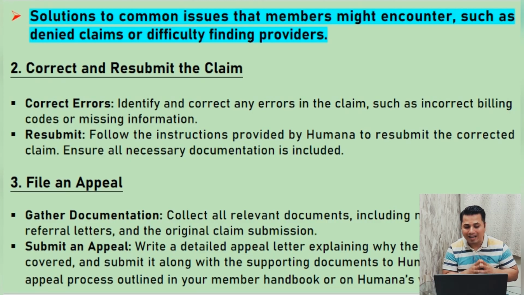Number three, file an appeal. Gather documentation. Collect all relevant documents, including medical records, referral letters, and the original claim submission. Submit an appeal. Write a detailed appeal letter explaining why the claim should be covered and submit it along with the supporting documents to Humana. Follow the appeal process outlined in your member handbook or on Humana website.